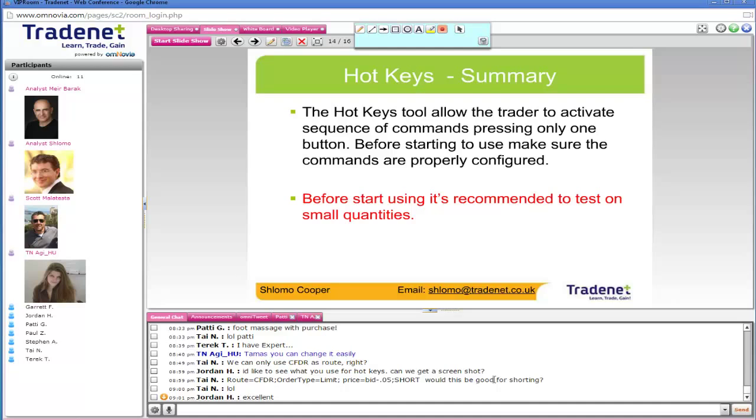Ty is asking: root equals CFDR, order type equals limit, price equals bid minus 0.05, semicolon, short. Would this be good for shorting? Yeah, I believe so. This is the right command. You can also add for that share equals 500, or share equals any amount you want. Okay.